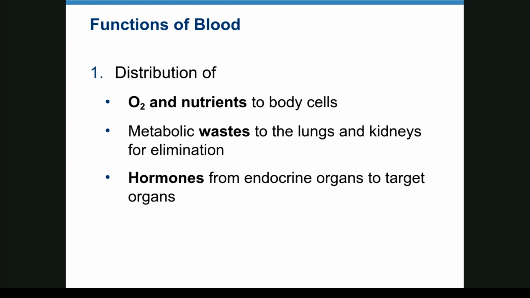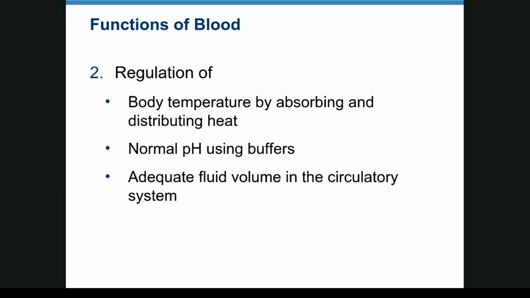Functions: distribution of oxygen, nutrients, metabolic waste, and hormones. Regulation of body temperature. If you're too hot, you bring blood to the surface to cool you down. If you're too cold, you constrict vessels and hold heat in. The pH of the blood is normalized by buffers within the blood itself. And you have to have adequate volume of fluid in the circulatory system to be able to do the functions that blood needs to do.